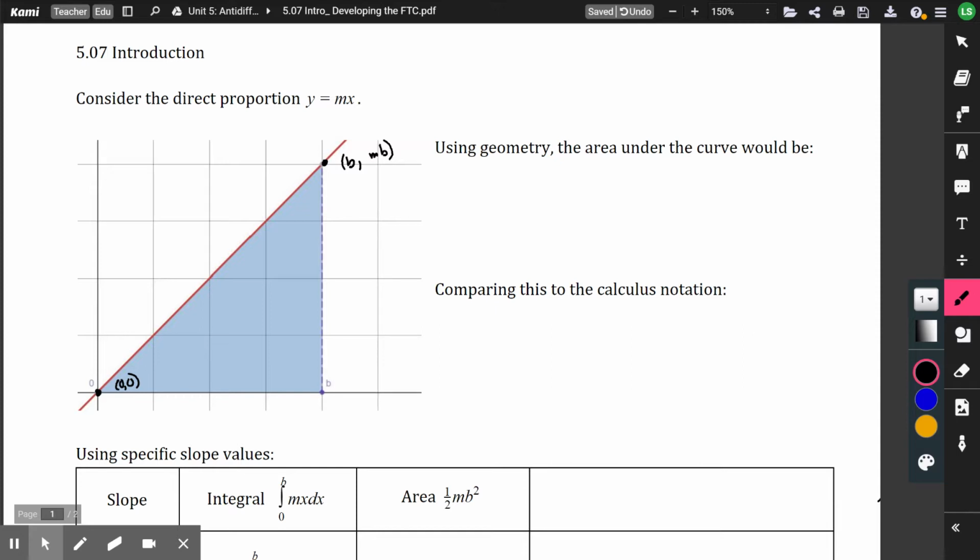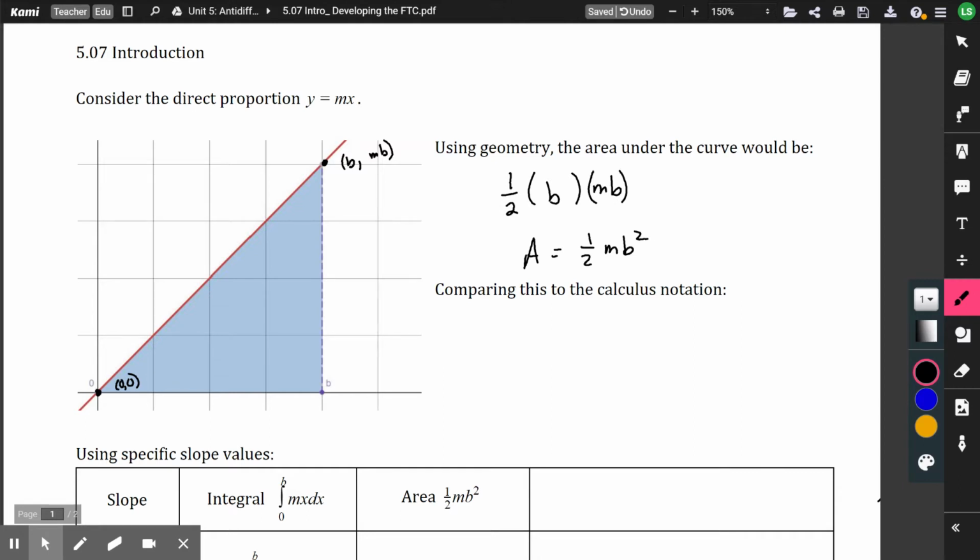So using the idea of geometry and finding the area under the curve, we have a triangle here where we have 1/2. The base of our triangle is worth b, and the height of our triangle is worth m times b. So overall, the area would be 1/2 m times b squared.